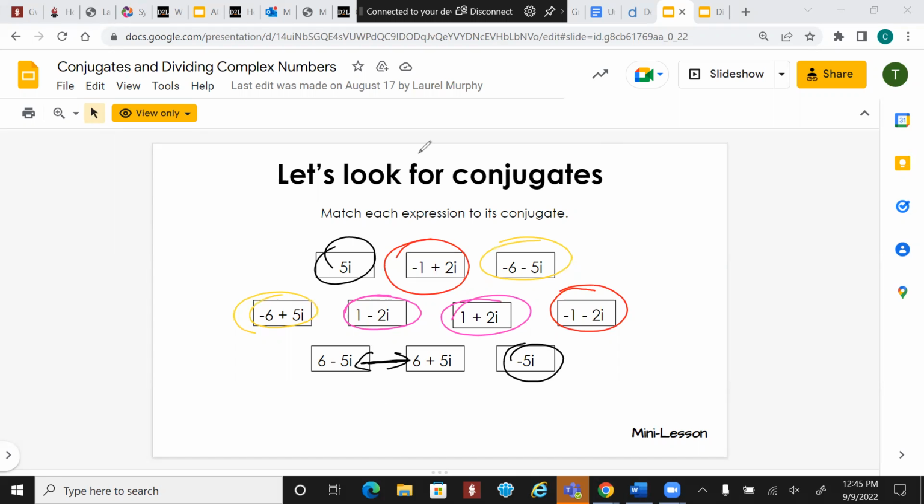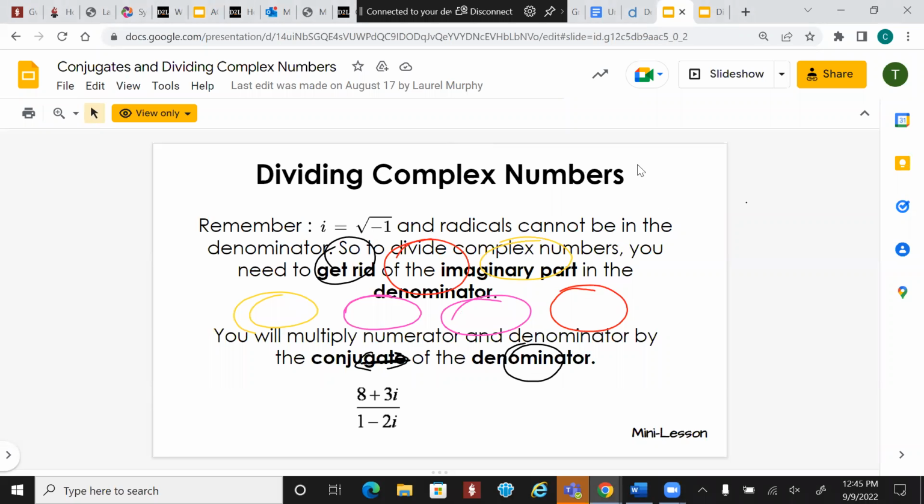All right. So let's go ahead and look at the next part. Let's actually put this into practice. Why does it matter? Remember that i equals the square root of -1, and radicals cannot be in the denominator. Way back in the day, the math gods said you can't have radicals in the bottom. They're like, nah, you can't have these imaginary terms in the bottom either. So we have to get rid of the imaginary part in the denominator. If you have i in the denominator, that is a big no-no.